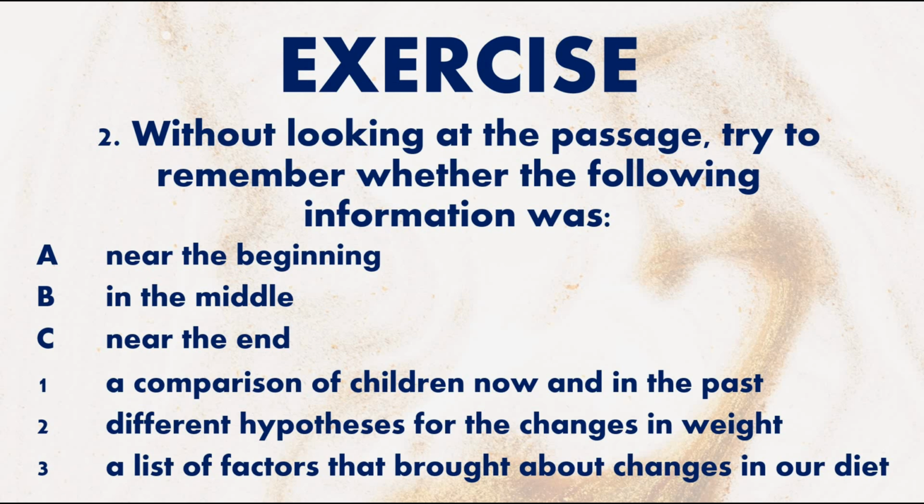So we have number 1, a comparison of children now and in the past. Number 2, we have different hypotheses for the changes in weight. And number 3, we have a list of factors that brought about changes in our diet. So I'll give you 1 minute to finalize your answers. Let's begin.